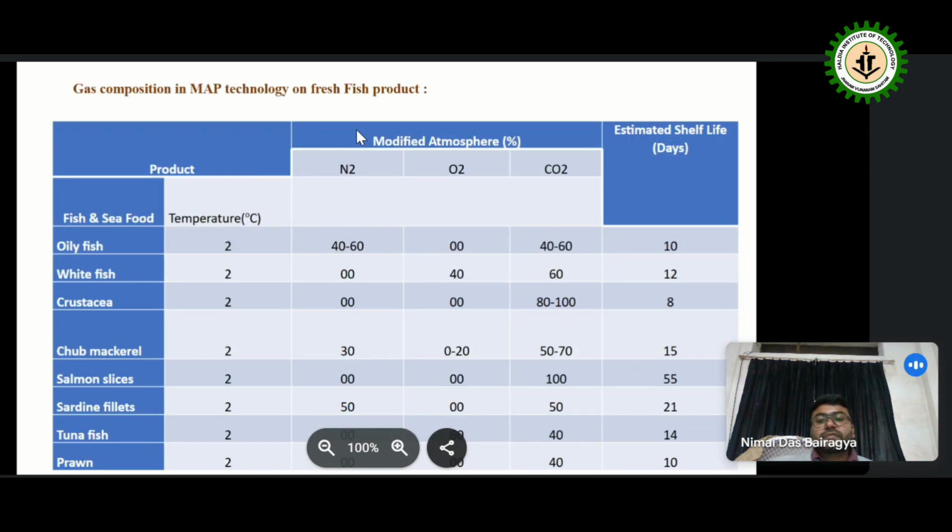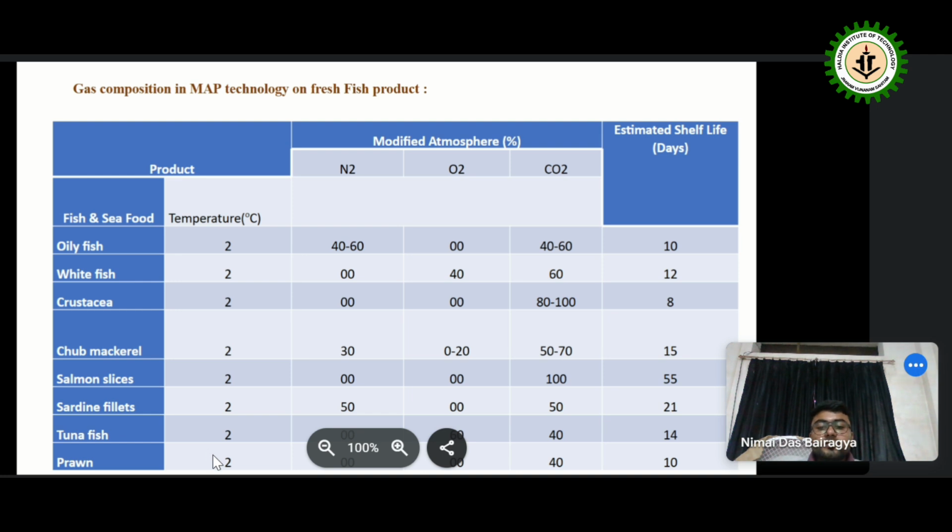So now the gas combination for the fishery products. There are many types of fishery products. If these fish products are kept at 2 degrees Celsius, then the gas combination is nitrogen 40 to 60%, oxygen 0%, and carbon dioxide 40 to 60%. The shelf life will be 10 days. Like salmon fish, it will also be kept at 2 degrees Celsius, and nitrogen will be 50%, and carbon dioxide will be 50%, and the estimated shelf life will be 21 days.